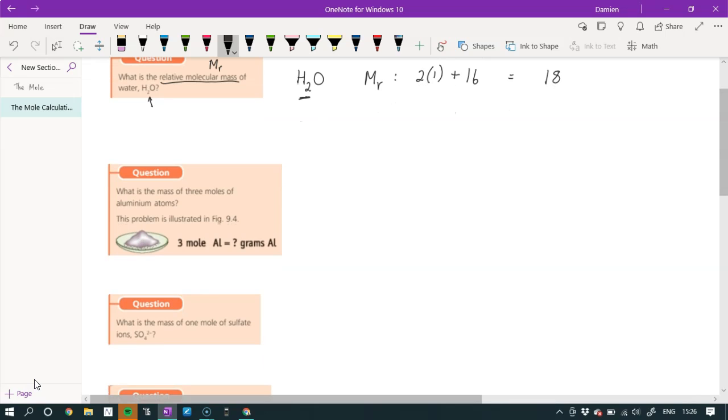So the next question, what is the mass of 3 moles of aluminium atoms? So we need to turn 3 moles of aluminium atoms into a certain amount of grams. Well, there's several ways you can do this. The way we're going to do it at the moment is we're going to find out what 1 mole is. It's asking for 3 moles. Let's go work out what 1 mole is. All you have to do to find out 1 mole of anything is go to the periodic table and find it on the periodic table.